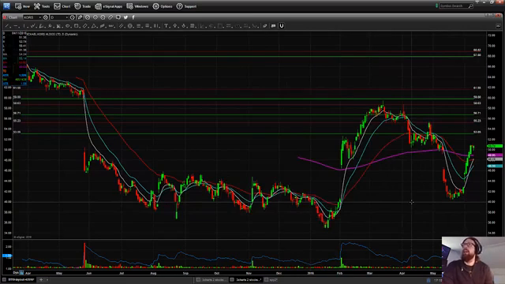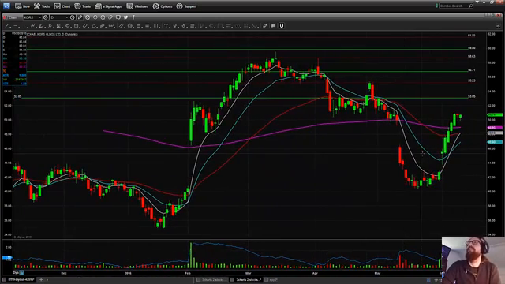Okay, so we've got CORZ here. If you look at it, what do we see? All right, let's look at the chart. So we've got the high right here. That's a high of 50.97. All right, so let's look to the left and up. And now the ATR of this is $1.63.